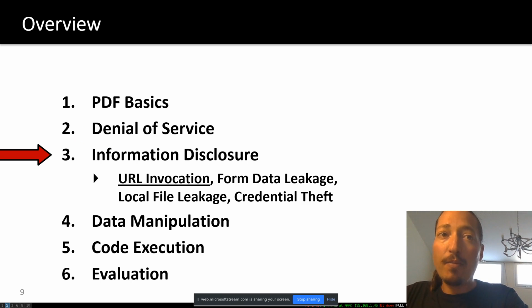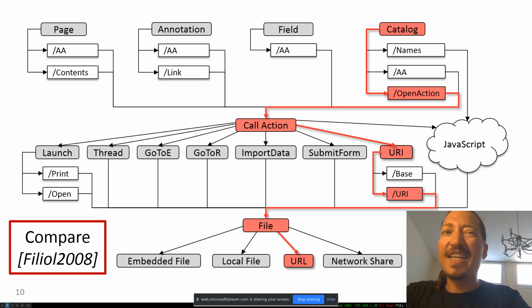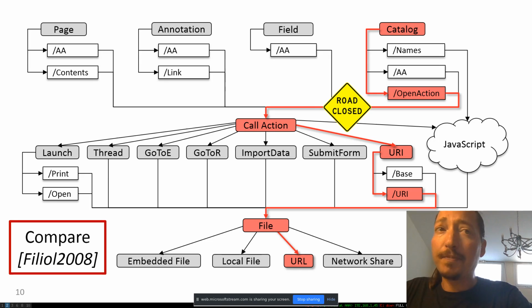Let me proceed with information disclosure attacks that leak personal data out of the victim's computer, like local files on disk, PDF form data, or even user credentials. So today I will show you an example of how PDF documents can silently phone home. So in 2008, Eric Filiol already showed how to use the open action event to trigger a UI action and thereby cause URL invocation in Adobe Reader. Now this path was quickly blocked and it won't work anymore in up-to-date PDF implementations.